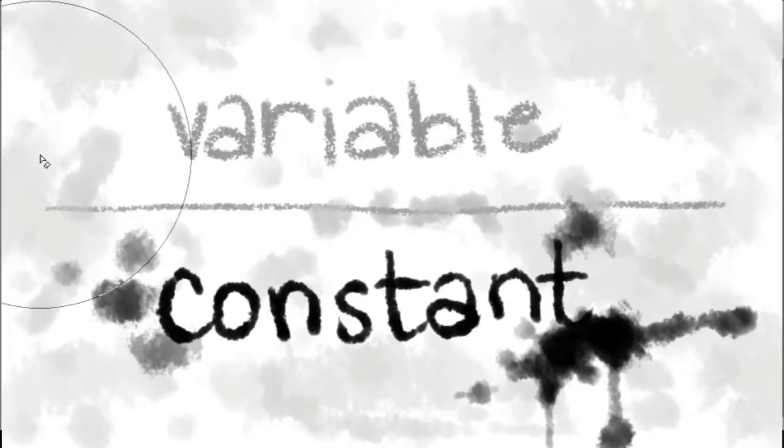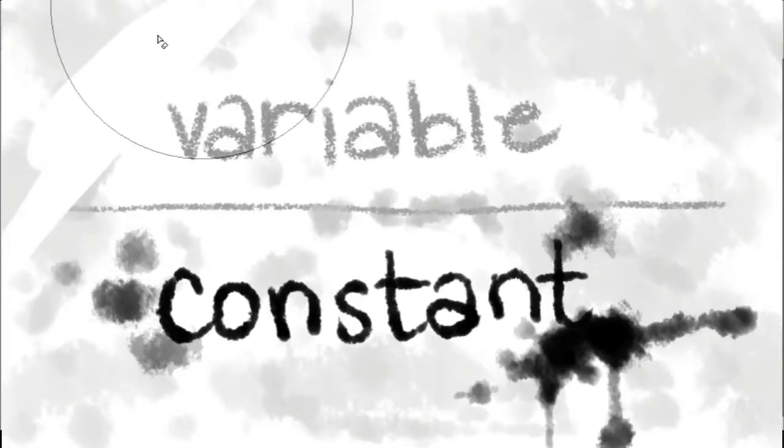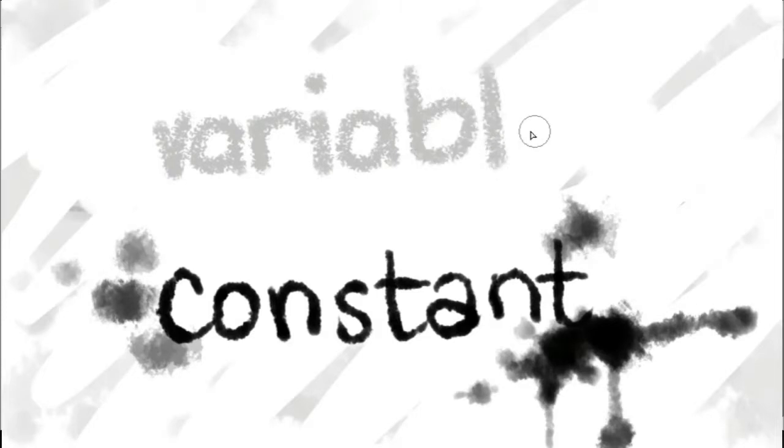Hey guys, in this video we will be talking about types of values used in programming. First we have the variables, then we have the constants. Variables are symbols that can represent different values throughout the course of the program, while constants are values that never change. Whatever value you initially define for the constant will remain constant throughout the entire program.